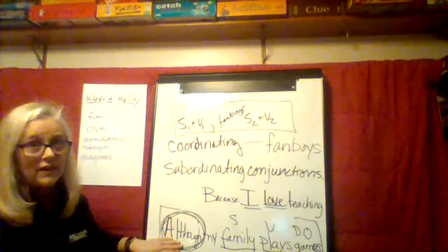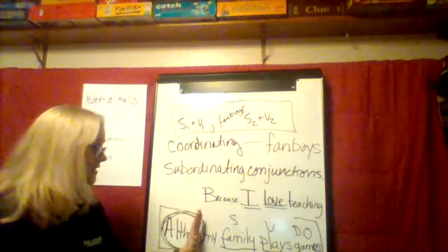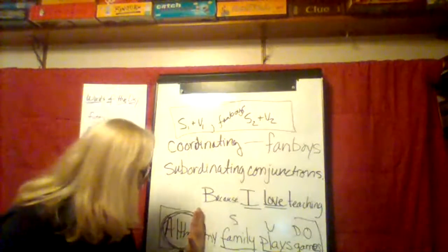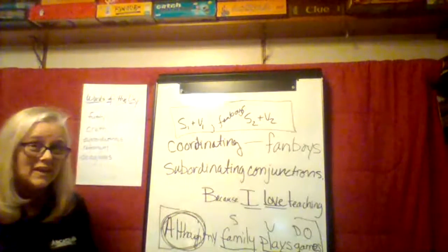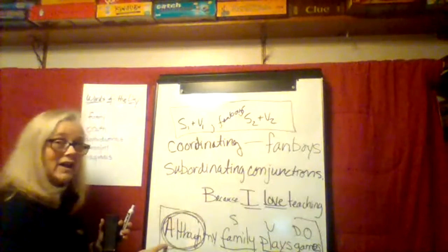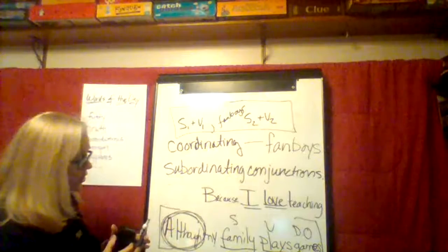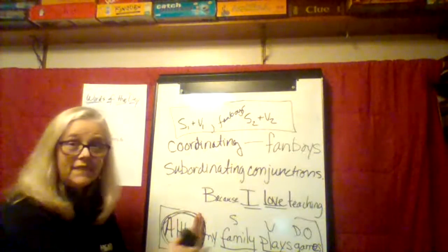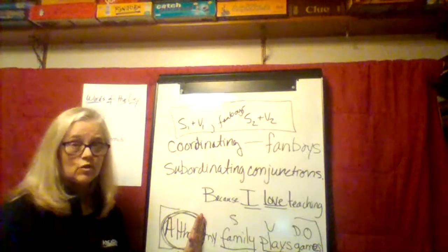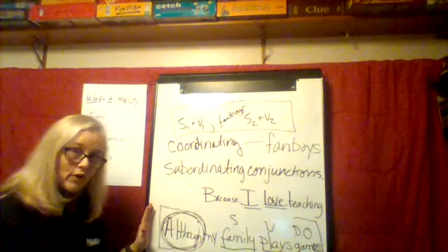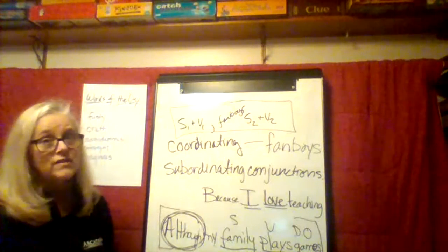Because it has a subordinating conjunction, it has lost its complete sentence status. Before, just my family plays games, was a complete sentence. It loses its complete sentence status and now becomes a dependent clause. It's no longer independent. Without the word although, that could have been independent. My family plays games. That could have stood on its own. But when I add although, a subordinating conjunction, it can no longer stand on its own because it is no longer a complete thought.